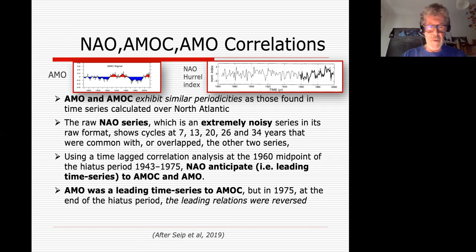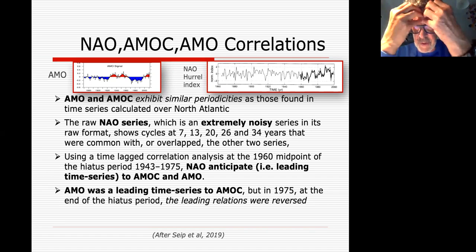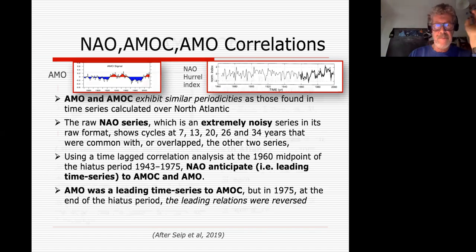The hiatus period was a period in which the trend in NAO was essentially reduced or set to zero.